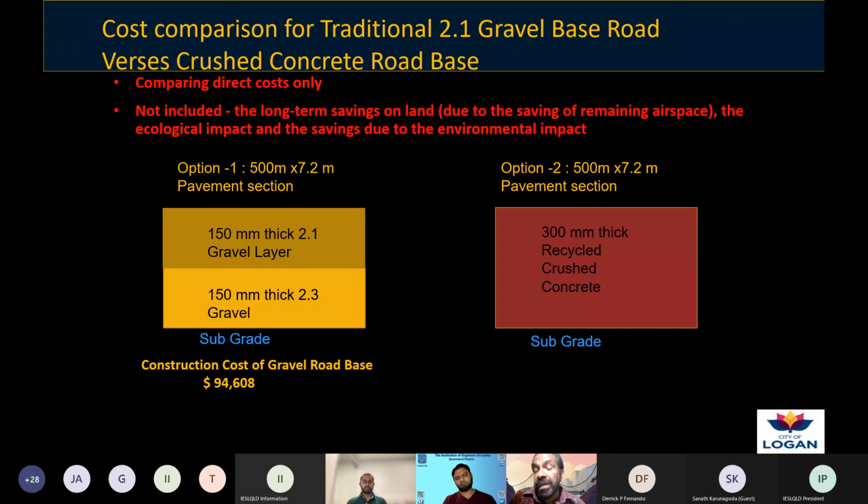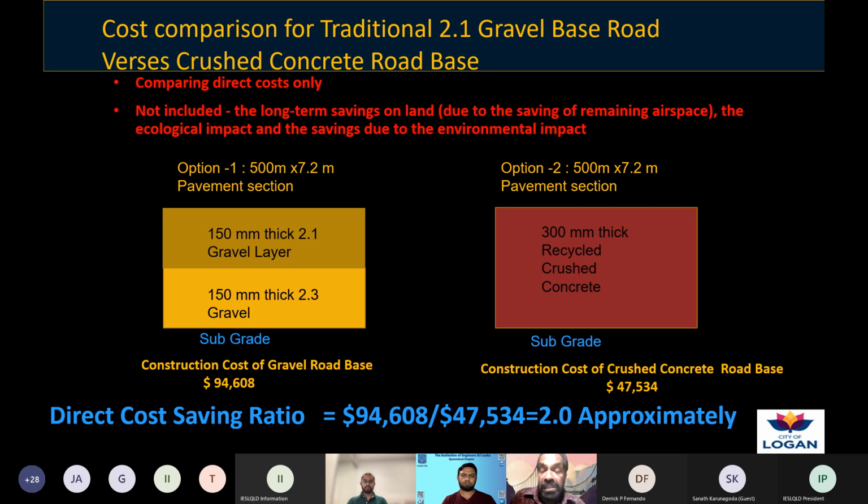300 millimeter thick recycled crushed concrete. The length of this comparison is about 500 meters. Width is about 7.2, a nominal 2-lane road. The cost came to about 47,534, and the cost ratio is approximately 2. That means it is very cost effective to use this recycled crushed concrete compared to the 2.1 gravel. 2.1 gravel is the traditional gravel we use from the TMR specification.